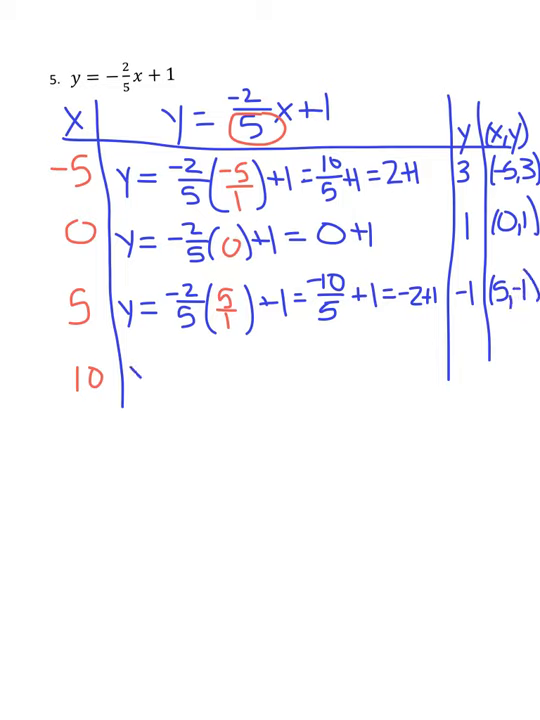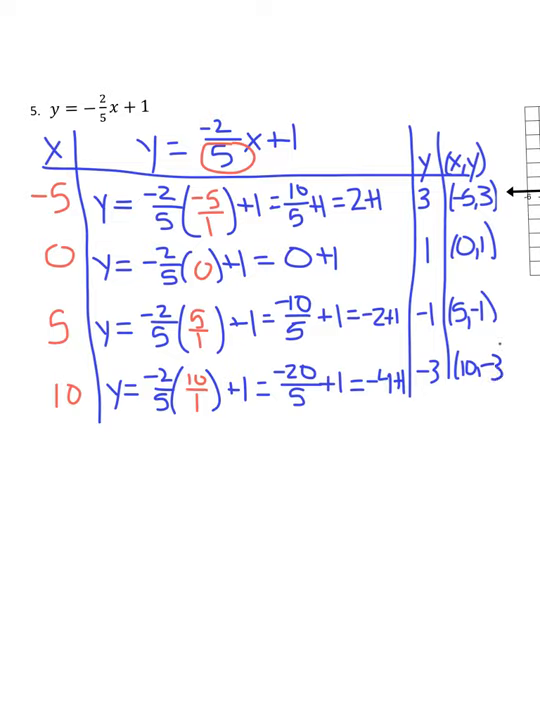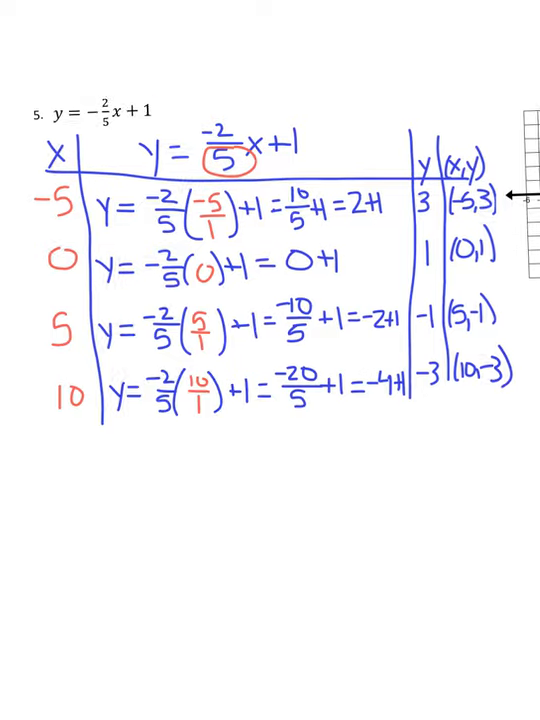And last but not least, I have 10, so y equals negative 2 over 5. We're going to multiply that by 10 over 1, plus 1. Negative 2 times 10 is negative 20. 5 times 1 is 5, plus 1. Negative 20 divided by 5 is negative 4, plus 1. Negative 4 plus 1 is negative 3. So this is 10, comma, negative 3. All right, so now we have 4 points to plot.